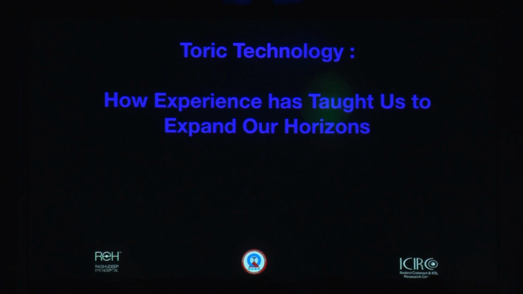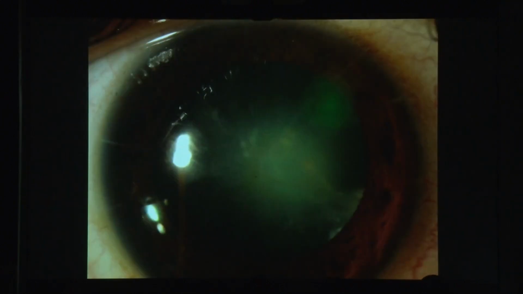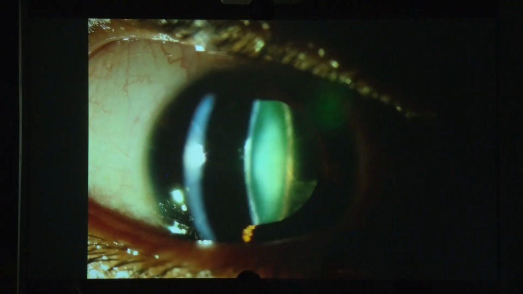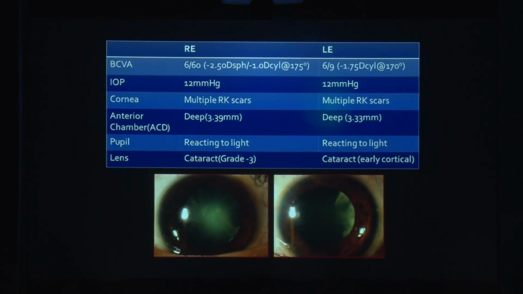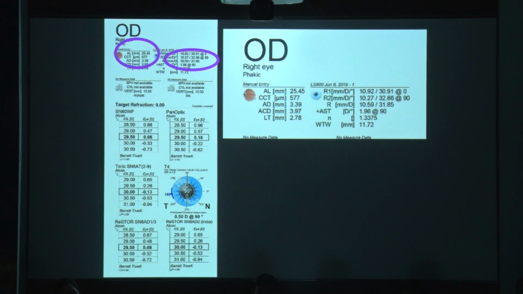Now moving on, toric technology in general, how we keep expanding our horizons as we ourselves learn from our good and bad experiences. Now this is a 42-year-old lady, known high myope, and radial keratotomies done several years back, and you can see that she has a typical nuclear cataract with some degree of posterior subcapsular cataract also. What is important to note here is that look at her K, 31 and 33 almost, and obviously a high axial length. And she has about 2 diopters of astigmatism, which you will see here.